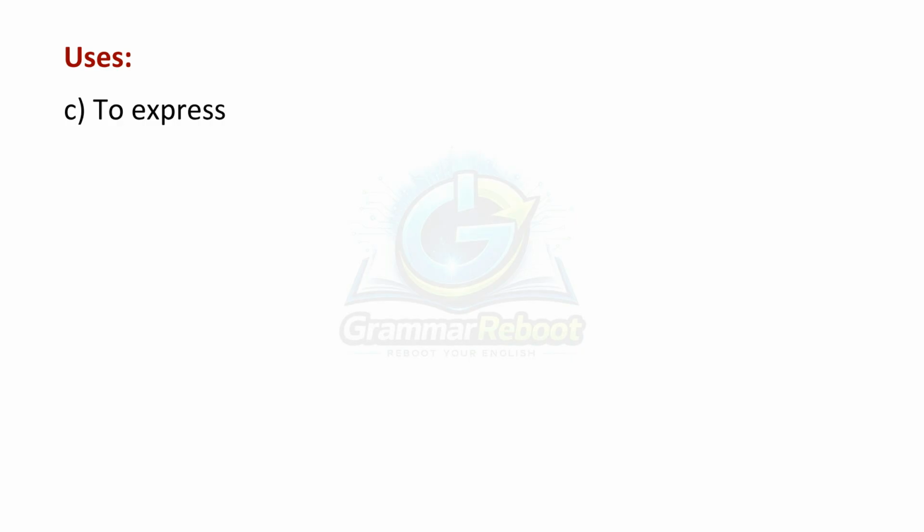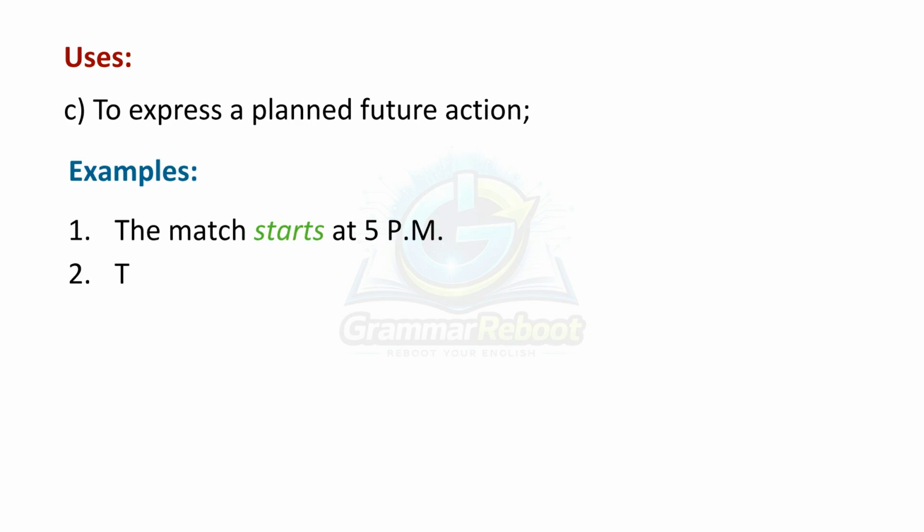Now let's move to the third use of the simple present tense. We use the simple present tense to express a planned future action. Yes, even though it is called present, we sometimes use it to talk about future events that are already scheduled or fixed. These are usually timetables, official programs, or fixed arrangements. Let's look at the examples.